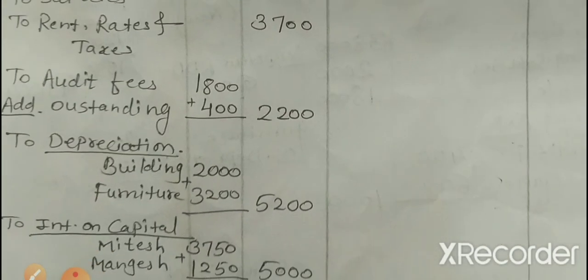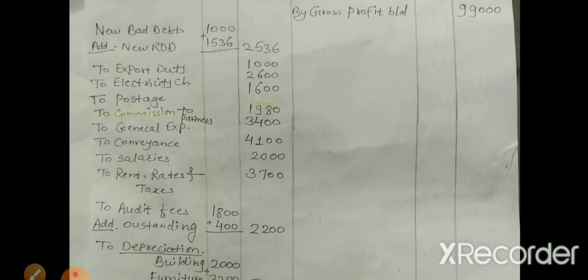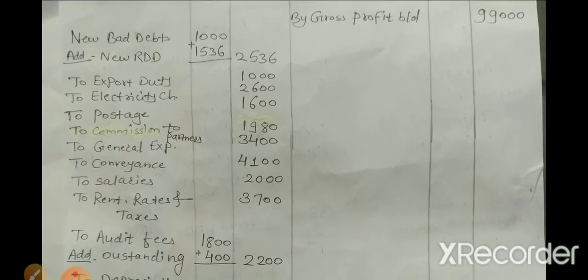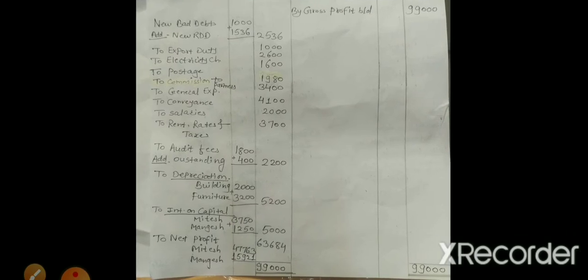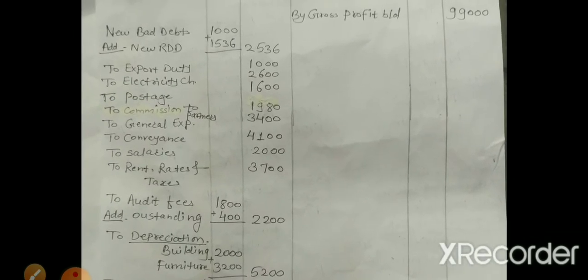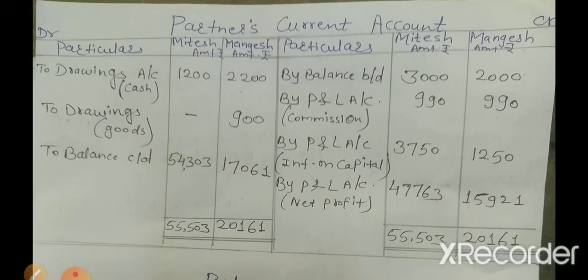Then there is no indirect income for the business, hence we only brought forward the gross profit. Now close the profit and loss account. Before closing it, let us have a look on partner's current account. See, this is the partner's current account.